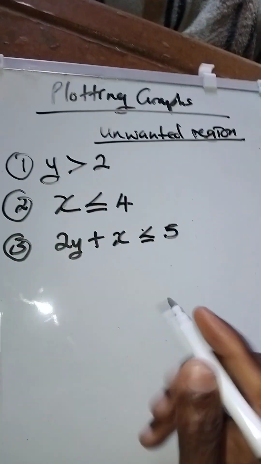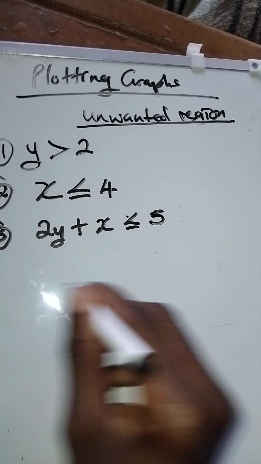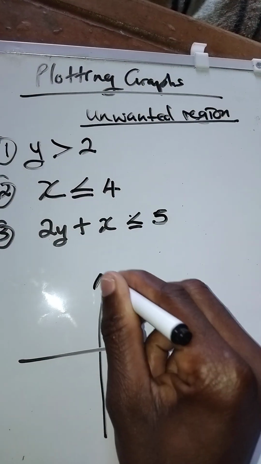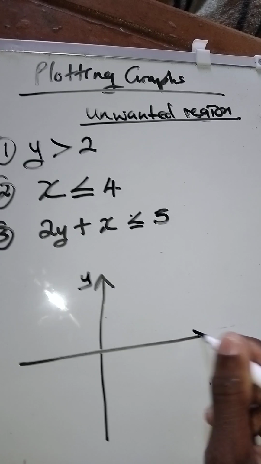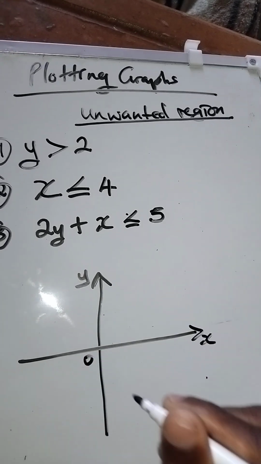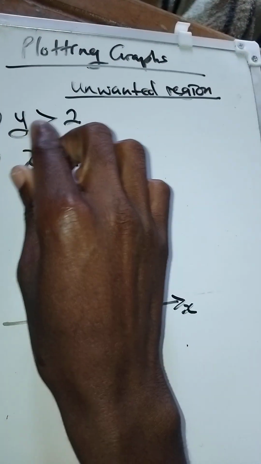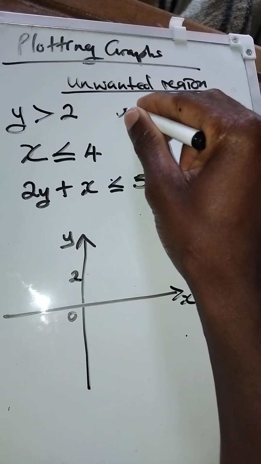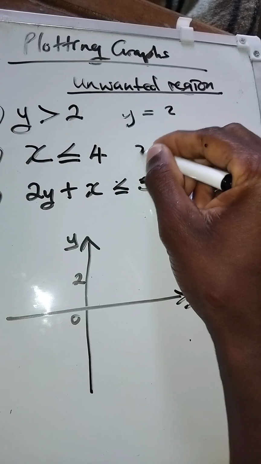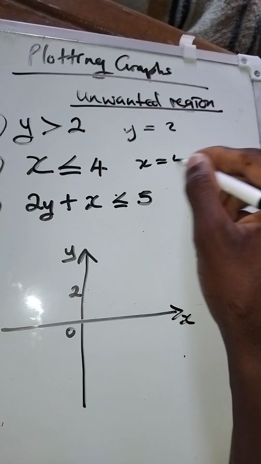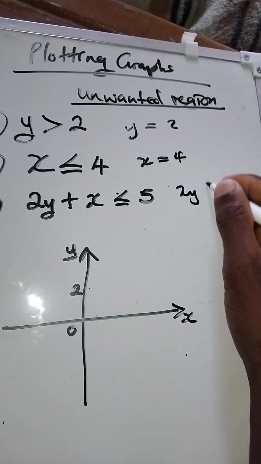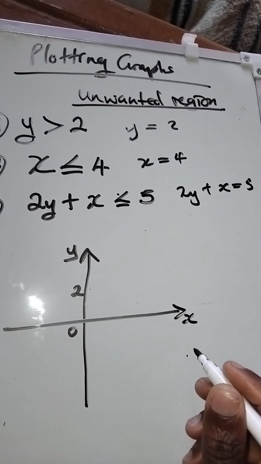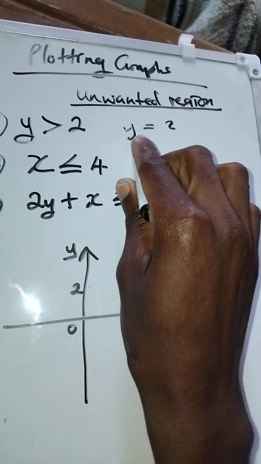For example, number 1, we draw a graph. You find out y is equal to 2, then you find out x is equal to 4, then 2y plus x is equal to 5. So the line is y is equal to 2.